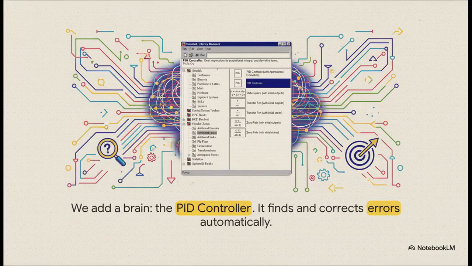Simple. We give it a brain. And in the world of control systems, that brain is very often a PID controller. You can find this block right there in the Simulink library. Its entire job is to constantly ask, where are we versus where do we want to be, and then calculate the perfect adjustment to close that gap.